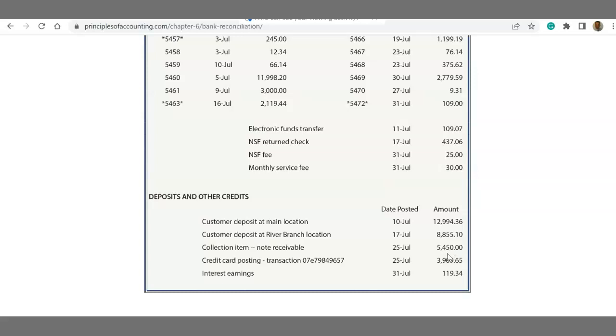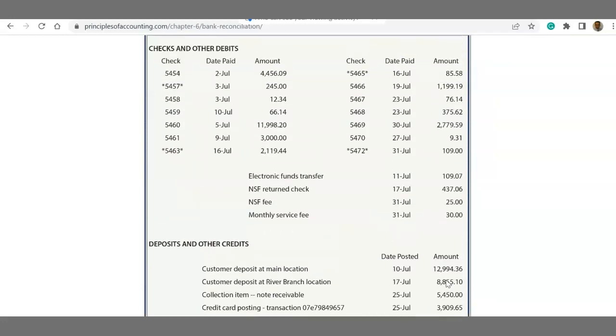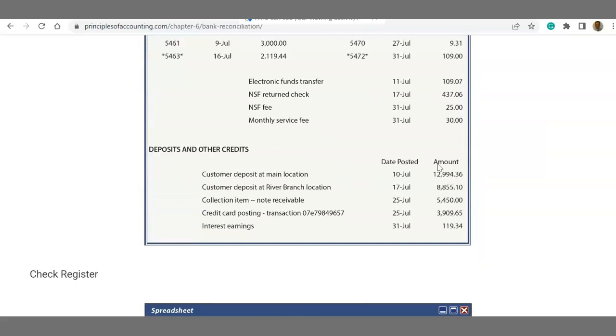So that's $5,450. And there is a credit card posting, which is $3,909.65. That's the credit card processing merchant service, where you charge the credit card of your client, and that amount will be deposited into your bank, let's say in 48 hours or less. And the bank also gave you another credit memo in regards to interest earning. So when a dollar amount is deducted from your account, we call it a debit memo. When you see a balance is added to your bank balance, that is a credit memo.